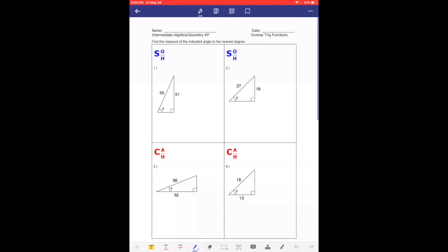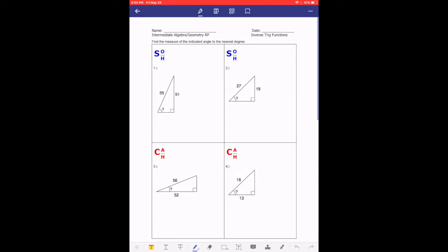Hi everyone, today we're going to learn about the inverse trig functions. So far we've learned about how to solve for a missing side using the trig functions. Today we're going to learn how to find a missing angle using the trig functions. And we're going to round our answers to the nearest degree.